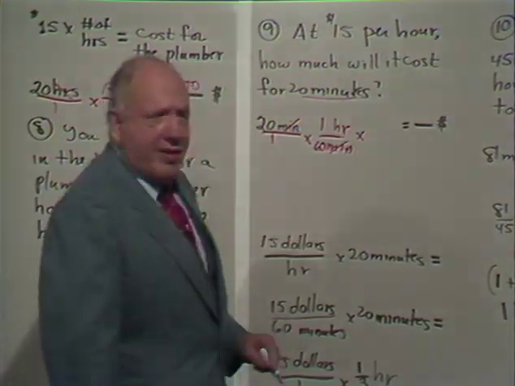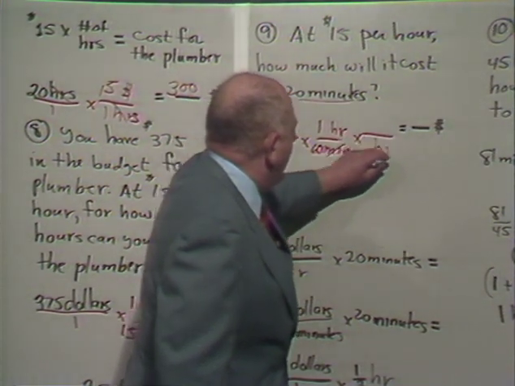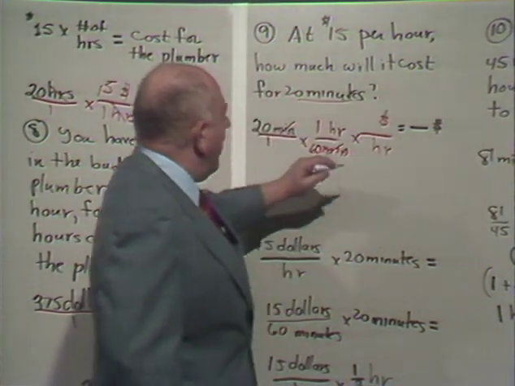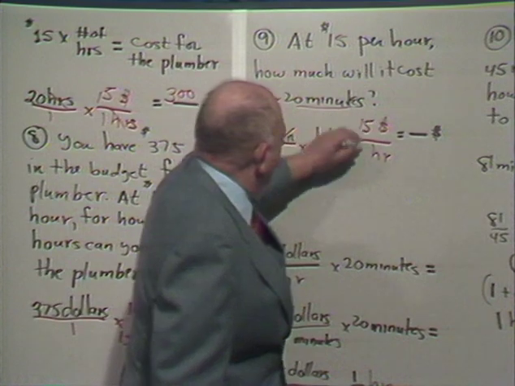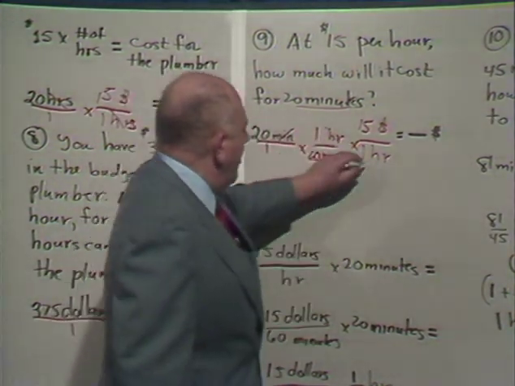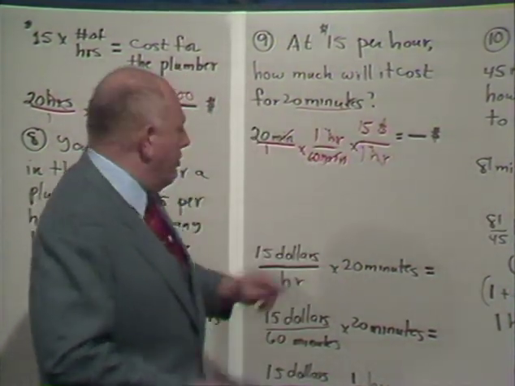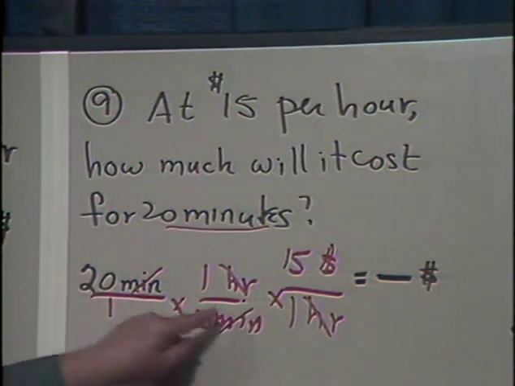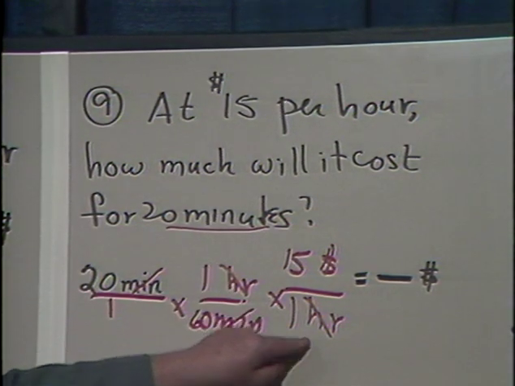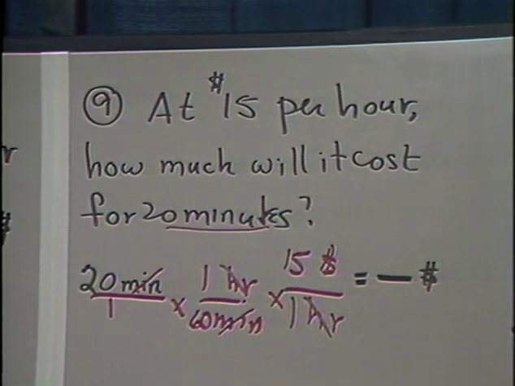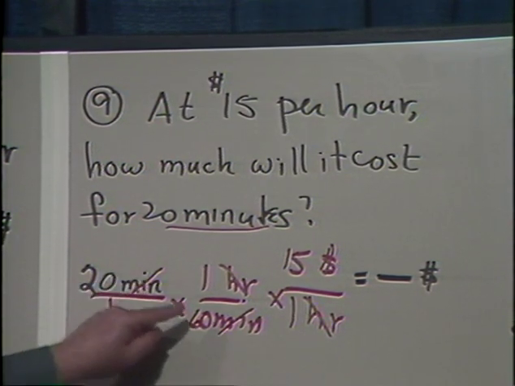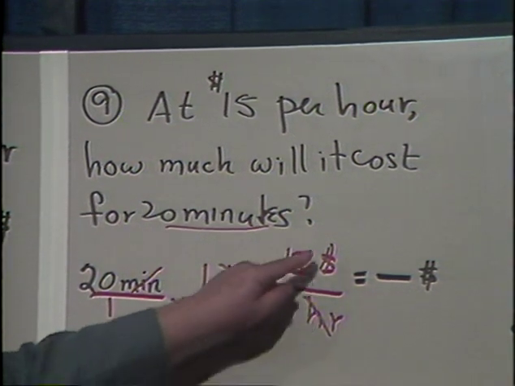What do I want to do next? Now I want to get rid of the hours and bring in the dollars. And what's the relationship? It's $15 per 1 hour. And you're going to get plenty of practice on this in the module. But do you see how this thing works? The minutes canceled, the hours canceled, I'm left with dollars. In calculus, we call this the chain rule. You see, we figured out how to convert from minutes to hours and from hours to dollars.